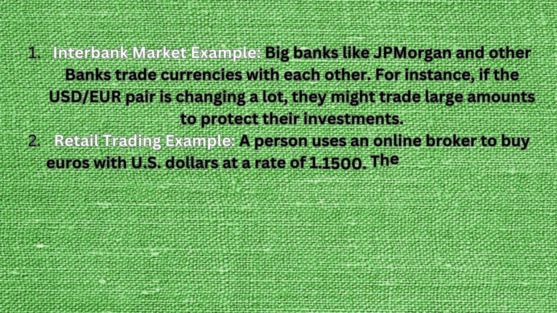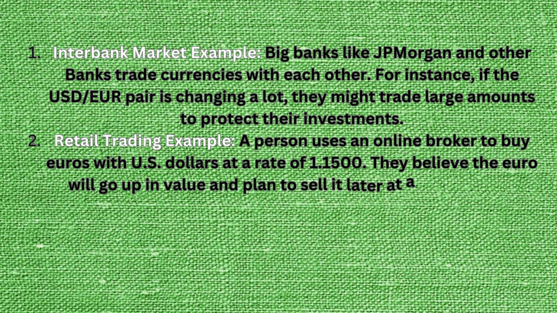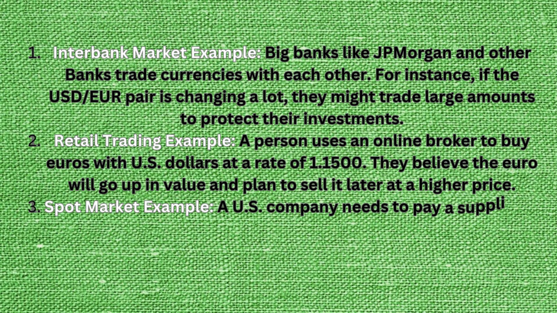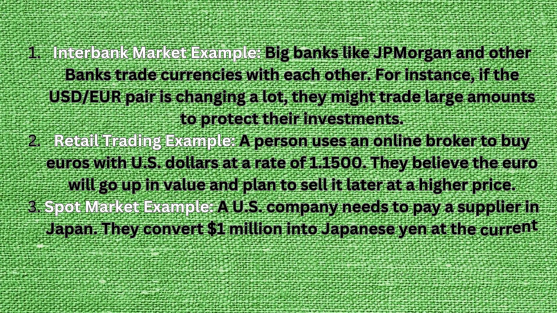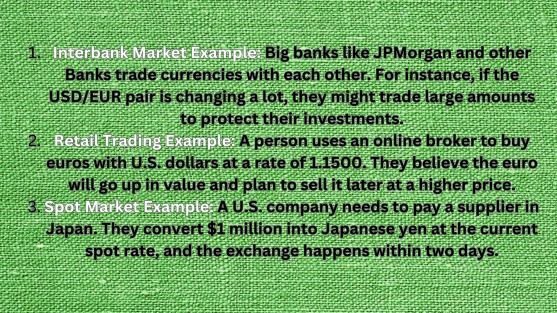So the next one we have is retail trading. A person uses an online broker to buy euros in US dollars at a rate of 1.1500. They believe the euro will go up in value and they plan to sell it at a higher price, that is the retail. And also for the spot market, a US company needs to pay a supplier in Japan. They convert $1 million into Japanese yen at the current spot rate, and the exchange happens within 2 days.